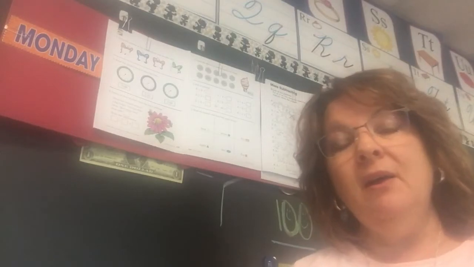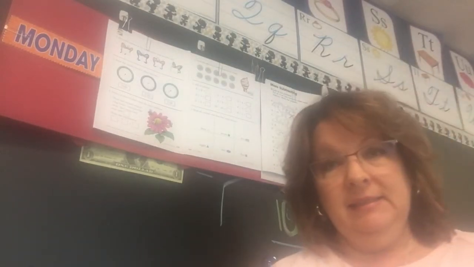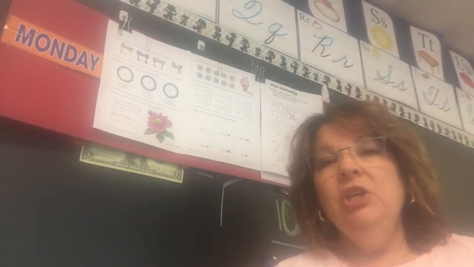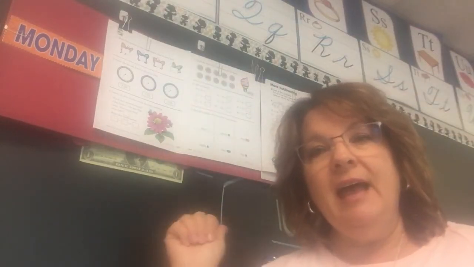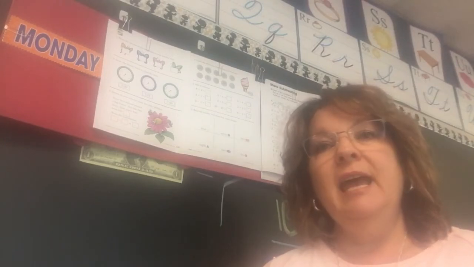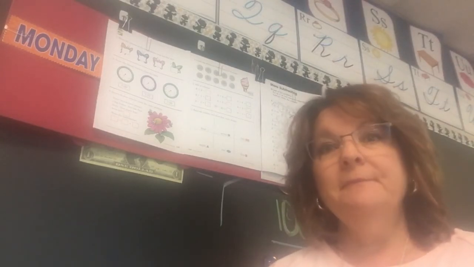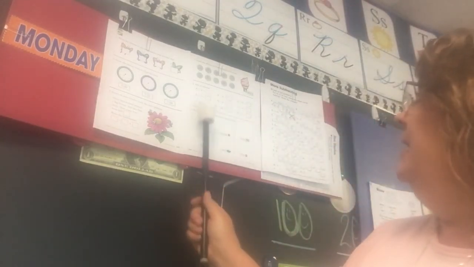But what you're going to do is you're going to look at this ice cream cone. Now that ice cream cone costs 80 cents. You're going to circle how many dimes that you would have to spend to buy the ice cream cone that costs 80 cents. All right?